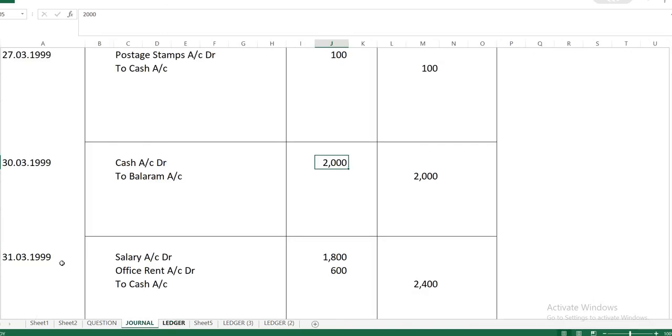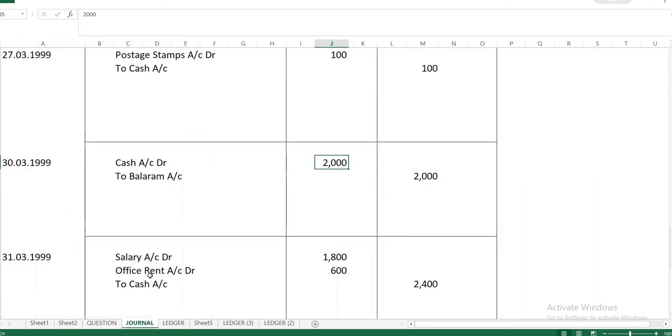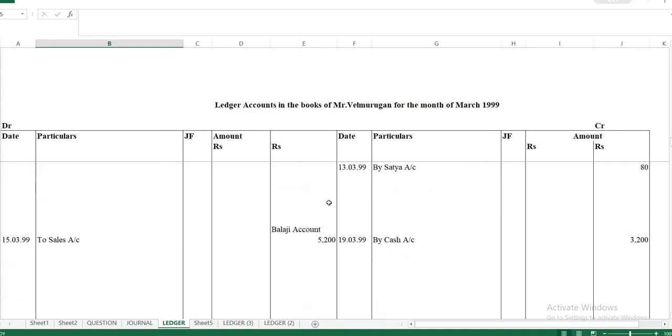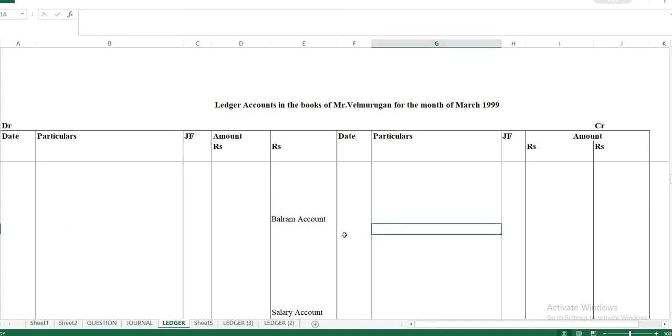So 30th transaction it is, 30 March 99. Okay, and moving to the Balram, cash la to Balram. In cash la to Balram account, Balram account la buy cash. So go to the Balram account. Okay, so here Balram account is there. So 30th March 99, buy cash account.